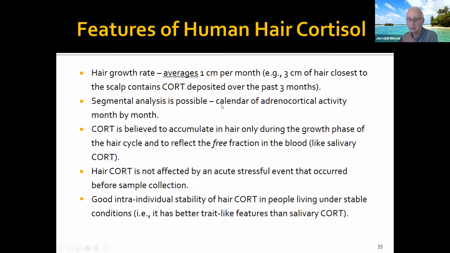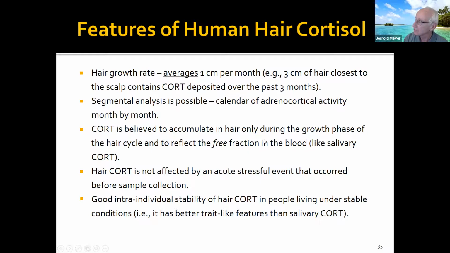So you could cut a hair into segments, maybe 2 centimeters and then the next 2 centimeters, or even 1 centimeter, the next centimeter, and get a calendar of cortisol output by month. It's a little dicey doing that for a couple of reasons, but it has been done. It is done sometimes. If you really get into the literature, you'll see studies doing that. So it is possible.